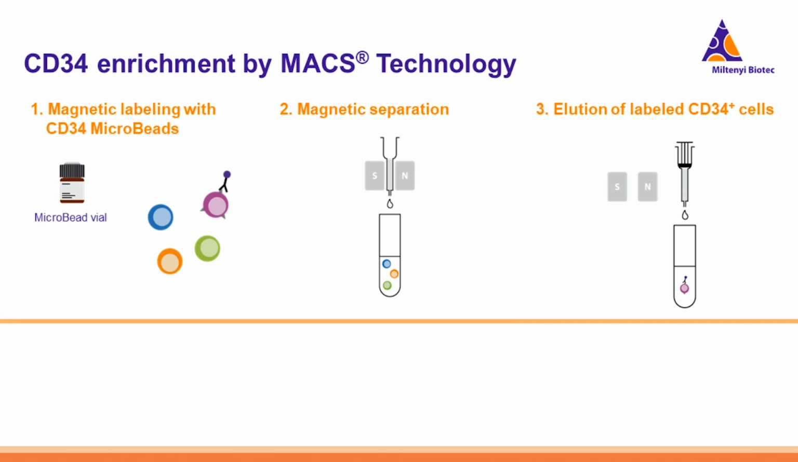In the first step, the CD34 microbeads are incubated with the cell suspension. During incubation, the antibody bead complex binds to cells expressing the corresponding epitope CD34. During separation, in the second step, the column is placed in the magnetic field of the MAX separator. Then, magnetically labeled CD34 plus cells are retained within the column, whereas unlabeled cells flow through. After a washing step, the column is removed from the magnetic field and the target cells are eluted from the column. This is shown in step 3.